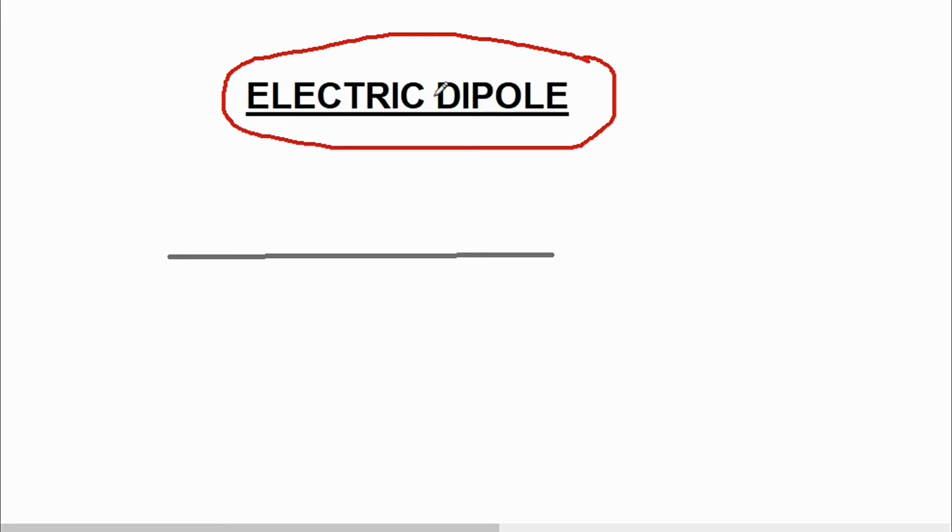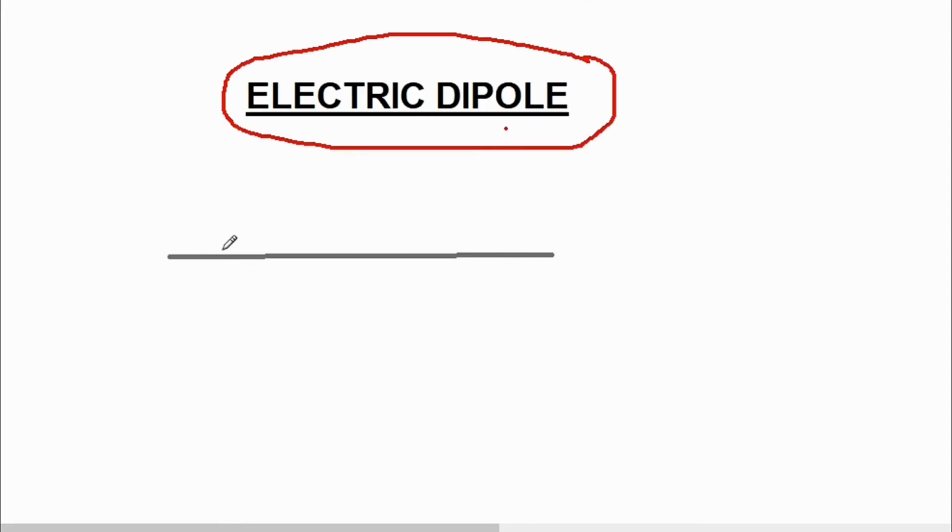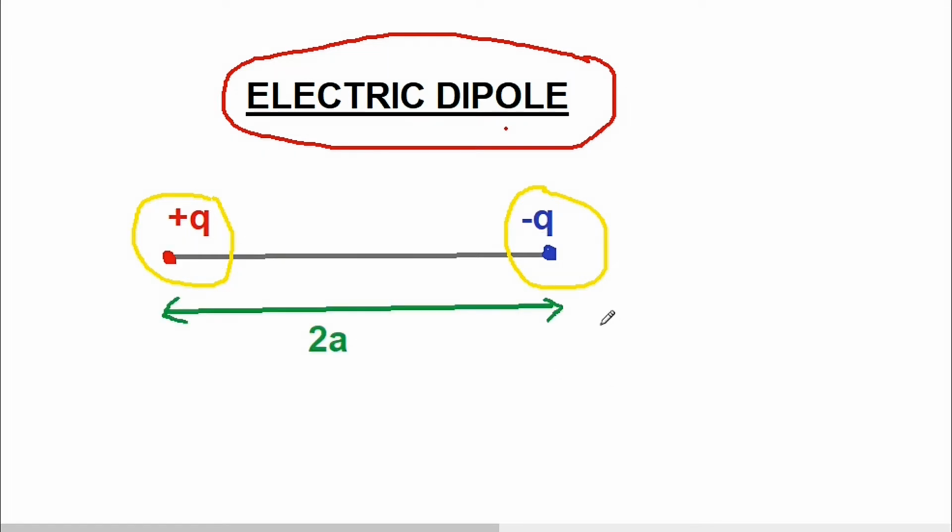Okay, so we can see here electric charge of dual polarity. As you can see, one single line is there, and on one side there is a charge, that is plus q. On the other side there is a charge minus q. So we have two charges of opposite polarity, and the two charges are separated by a distance of 2a.